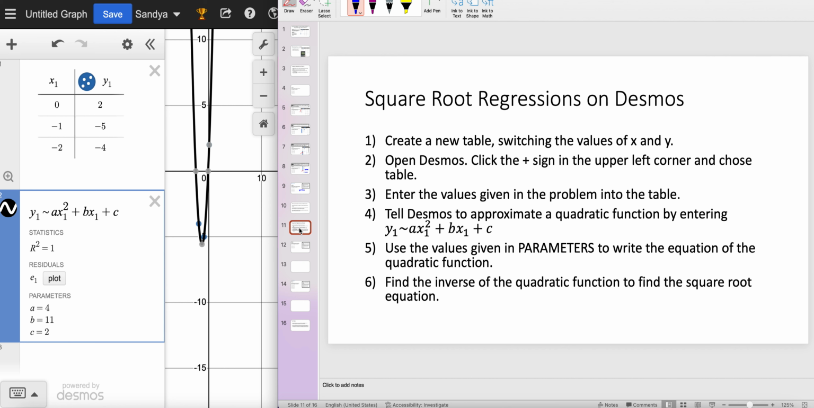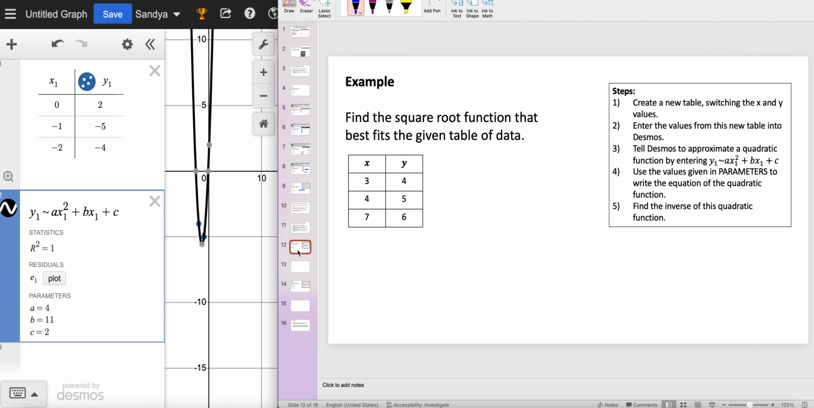So you're going to create a new table, switching the values of x and y, and then we're going to go through all of our quadratic regression steps. So then we're going to use the values and parameters to write the quadratic equation, and then we're going to swap x and y back to find the inverse, which is the square root equation. So let's look at an example.